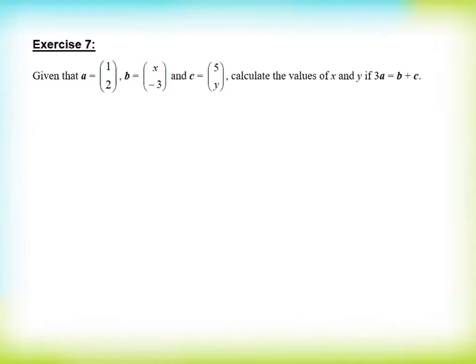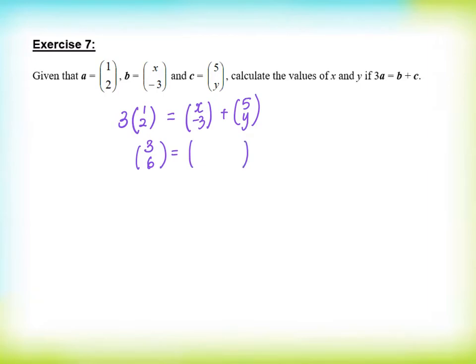Now I'm given the following vectors A, B, and C. Calculate the values of x and y if they give you that 3 times the vector A equals (x minus 3, y) plus C. What will we get? 3 times the vector A will give you 3 times 1 unit, 3 times 2, 6 units on the y-axis. And I'll combine these two together.